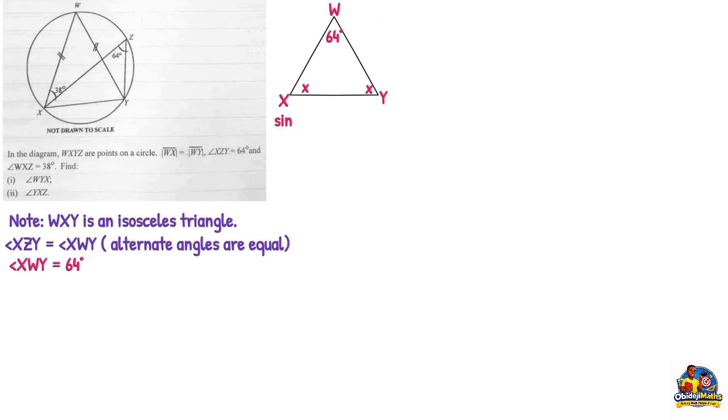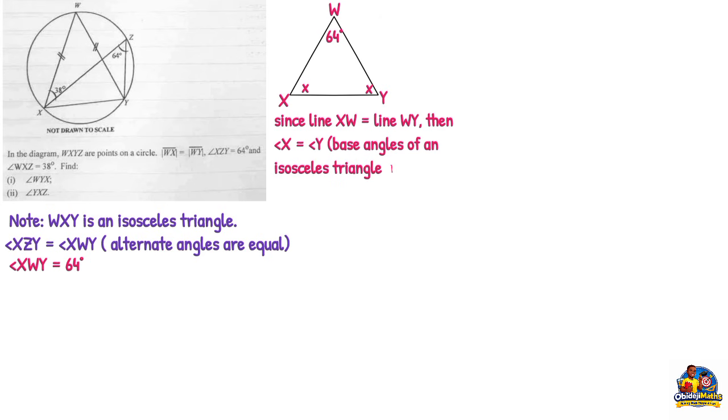Since line XW is equal to line WY according to the question, then angle X is equal to angle Y. Base angles of an isosceles triangle are equal. So if angle X is x, then angle Y also will be x. Now using sum of angles in a triangle, x plus x plus 64 is equal to 180. That will give us 2x plus 64 equals 180.